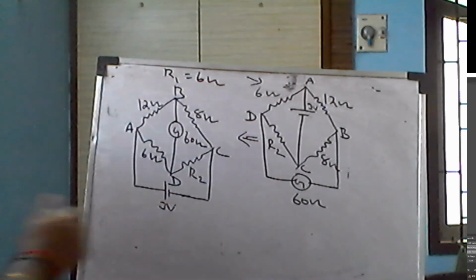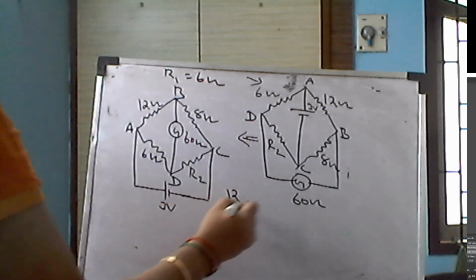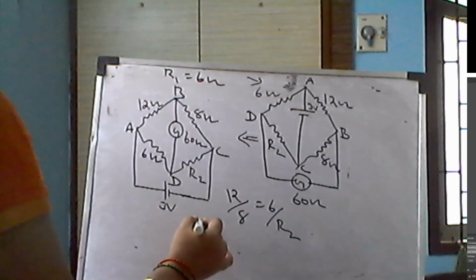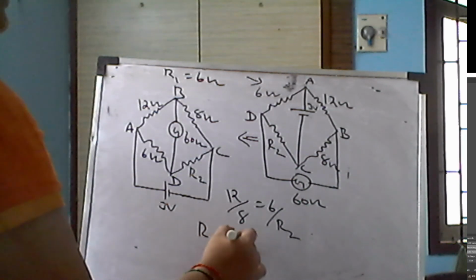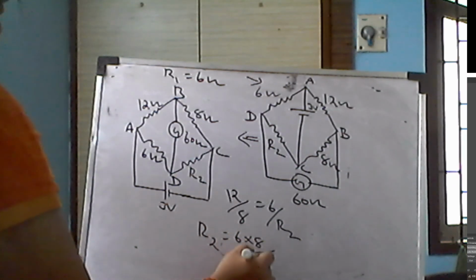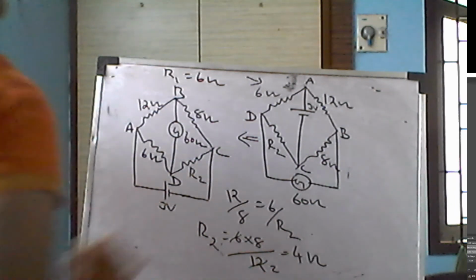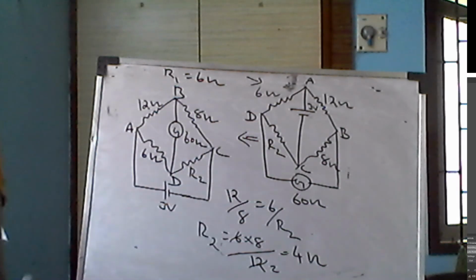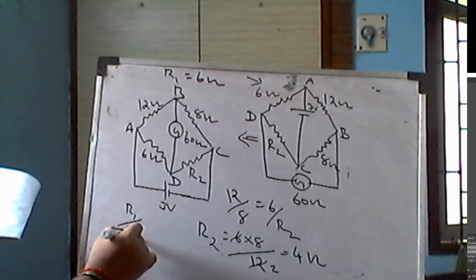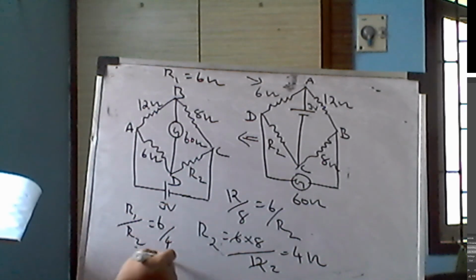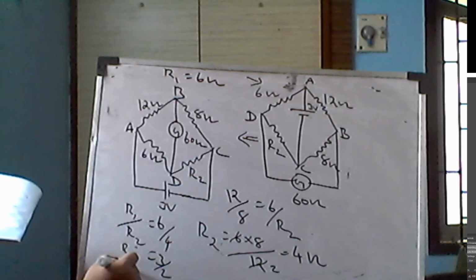So it is modified like this. So this will be 12 divided by 8 is equal to 6 by R2. From here you can calculate R2. R2 is equal to 6 into 8 divided by 12, that is 4 ohms. So you can write R1 by R2 as 6 by 4, that is 3 by 2. That is your answer. Okay. So very simple only, you have to practice, then only it will come. Thank you.